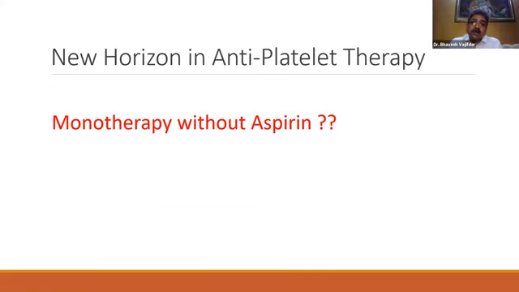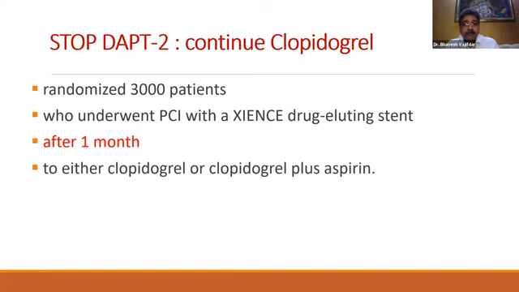Then we are coming to a newer era. Whenever you used to stop the dual antiplatelet therapy, you would continue only aspirin. But now we are looking at stopping aspirin and continuing the other agent, be it clopidogrel or ticagrelor or sometimes even prasugrel. So let's see what evidence we have. This is a trial called STOPDAPT-2, the second part of the STOPDAPT trial, which we discussed earlier.